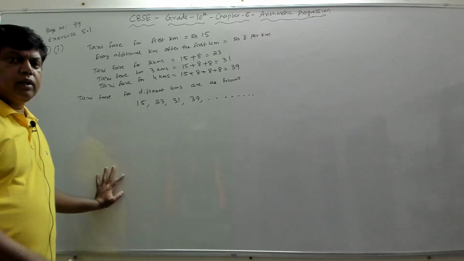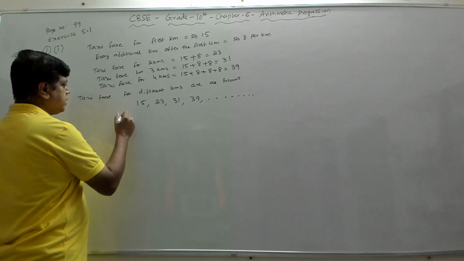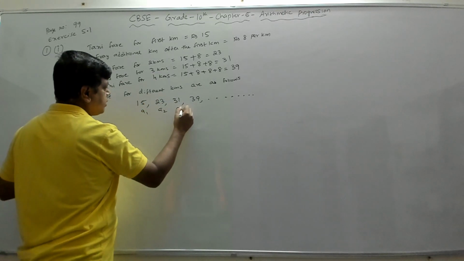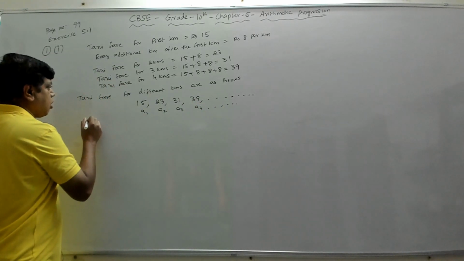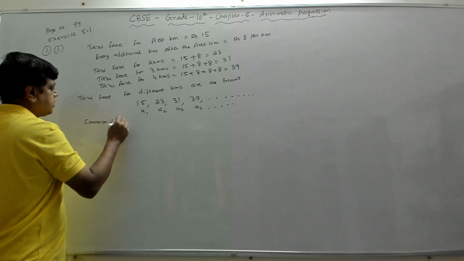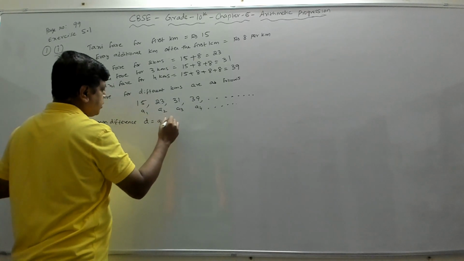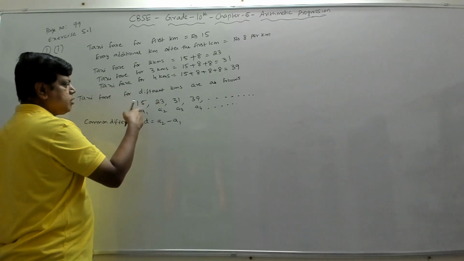whether they form an arithmetic progression. Now let's check the common difference. So this is your A1, the first term, second term A2, A3 is the third term, A4, and it goes on like that. So let's find the common difference. What is the common difference? Common difference is D, which is A2 minus A1. Common difference is always second term minus first term, right?